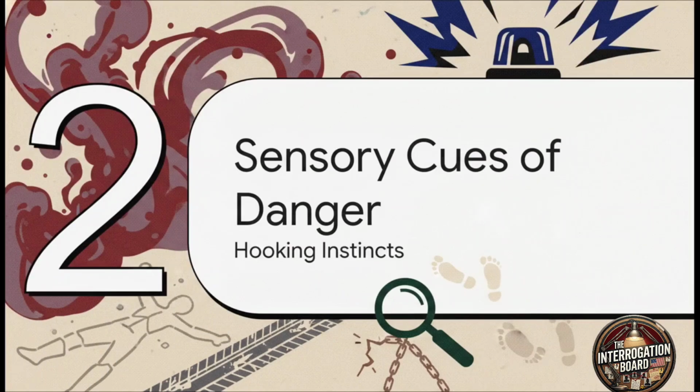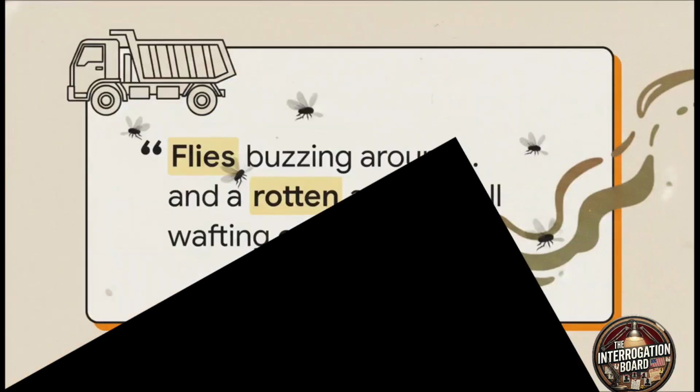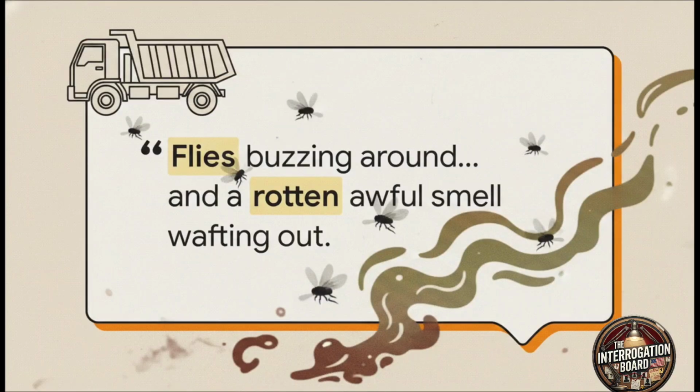Section 2. Sensory cues of danger. Hooking the primal instincts. Because before investigators even pull back the tarp at a scene, a strong narrative uses visceral foreshadowing to trigger immediate alarm. Think about it. Instead of starting with some sterile medical examiner's report talking about broken ribs, the scene is painted with incredibly specific, gruesome details.